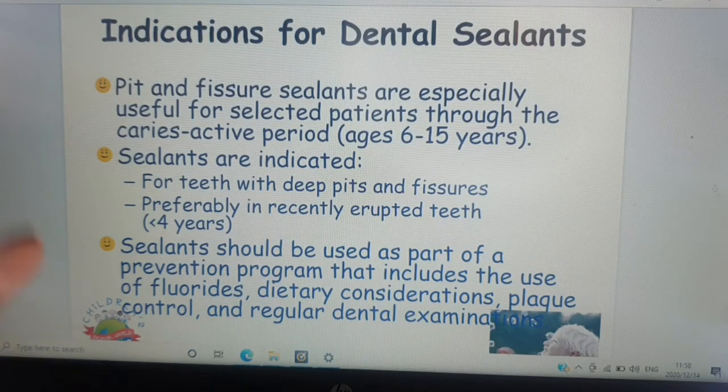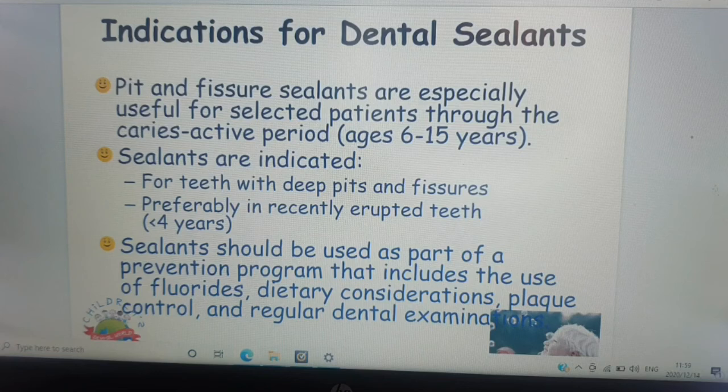When they talk about less than 4 years old, we're talking about those primary molars that we had discussed earlier. So those would be the ones, the moment they erupt, you then seal them, because we expect them to be in the oral cavity for quite an amount of time. Then from there, the sealants should be used as part of a prevention program that includes, one, the use of fluorides, and dietary considerations that we had discussed before as well.